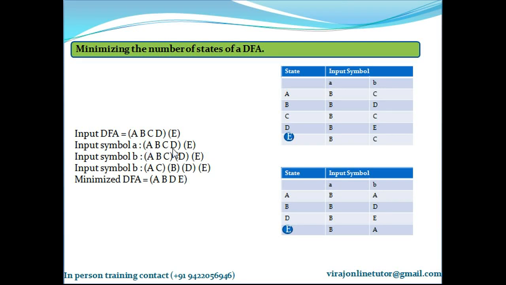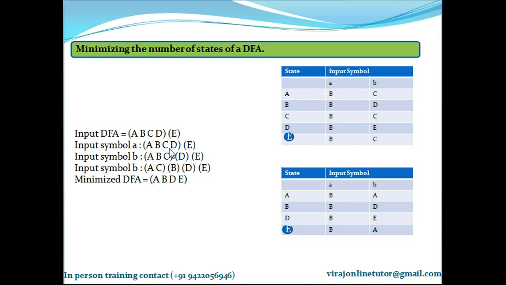Now let's check whether, using input symbol B, these states can be split up. A on B goes to C, this group itself. B on B goes to D, which is the same subgroup. C on B goes to C, the same subgroup. D on B goes to E, which is a different subgroup. So A, B and C on B go to one particular subgroup, but D on B is going to a different subgroup.